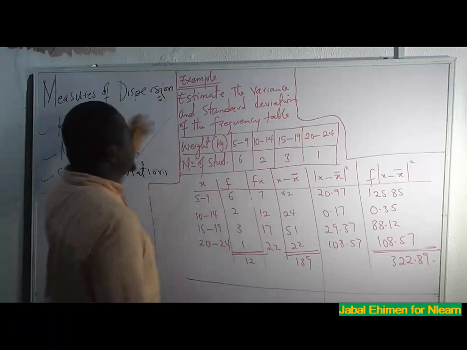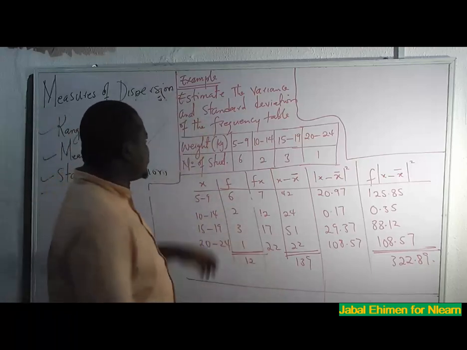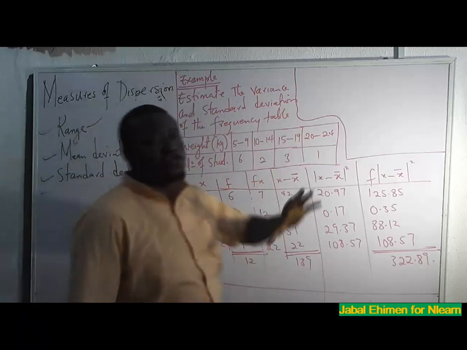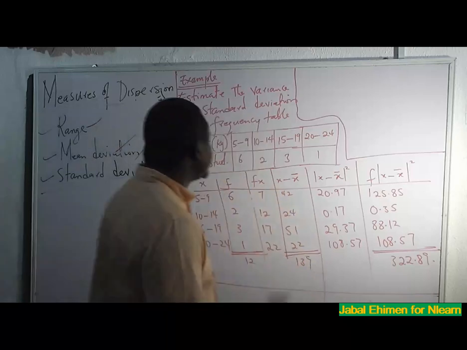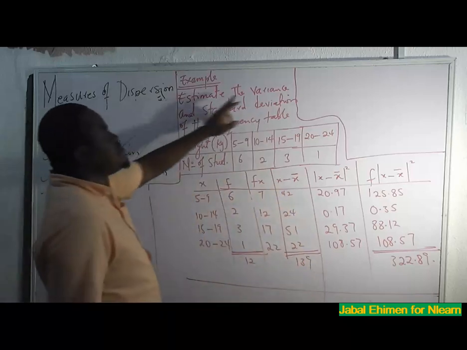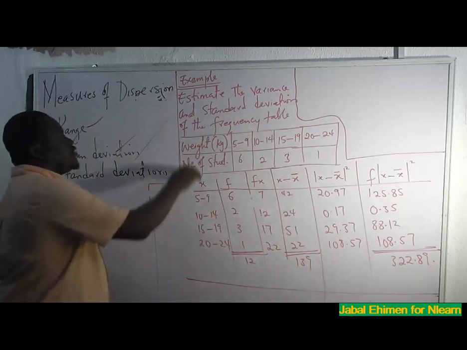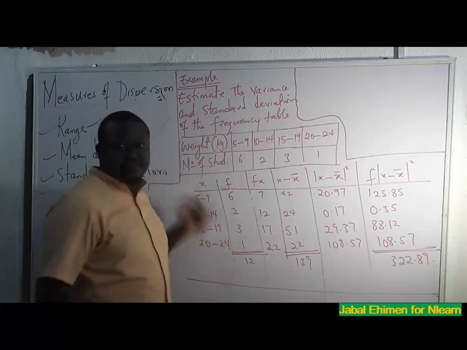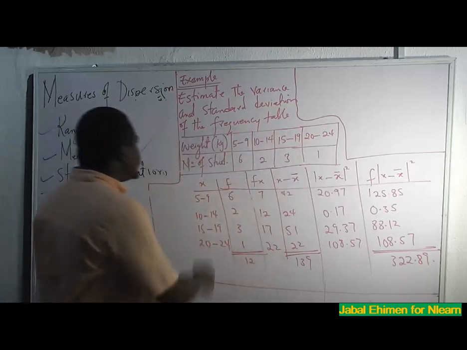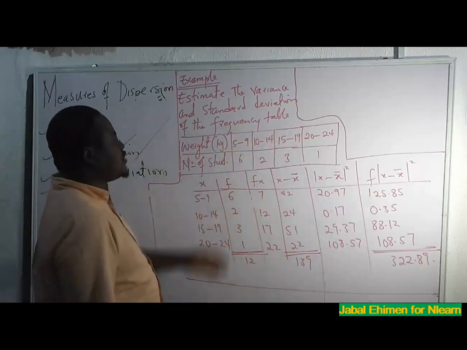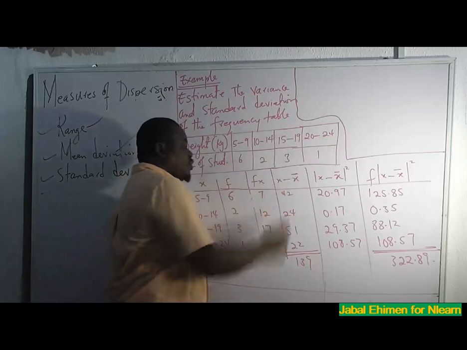Now we have standard deviation, but now we are talking about a question that has to do with grouped data. Take a look at this question. It says estimate the variance and standard deviation of the frequency table. The weight is given, which is the value of x. They are given in pairs. Now, you have the number of students, which is the frequency. You have 6 students, 2 students, 3 students, just 1 student.